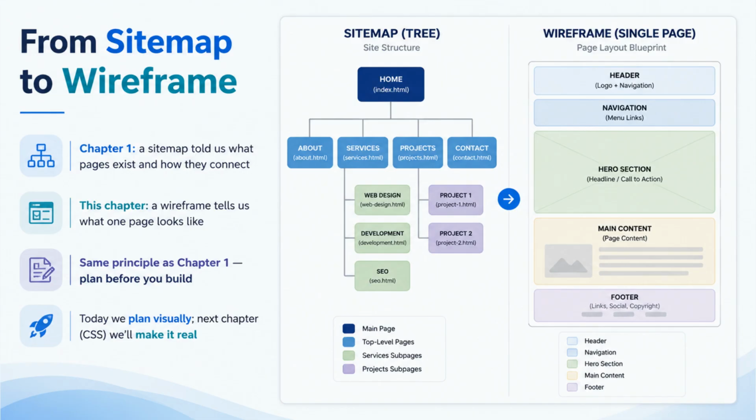Use the blueprint analogy from the textbook if it helps. Sitemap is the blueprint for the whole building. Wireframe is the floor plan for one room. Same underlying principle as Chapter 1: plan before you build, just applied one level deeper.